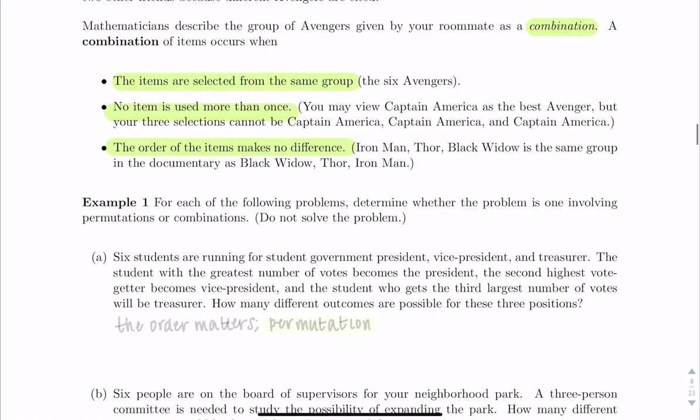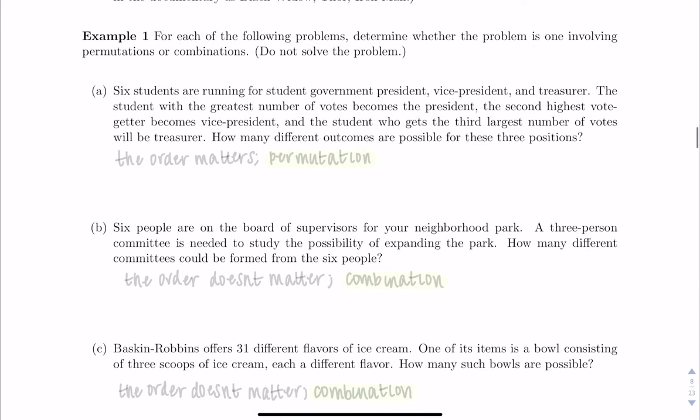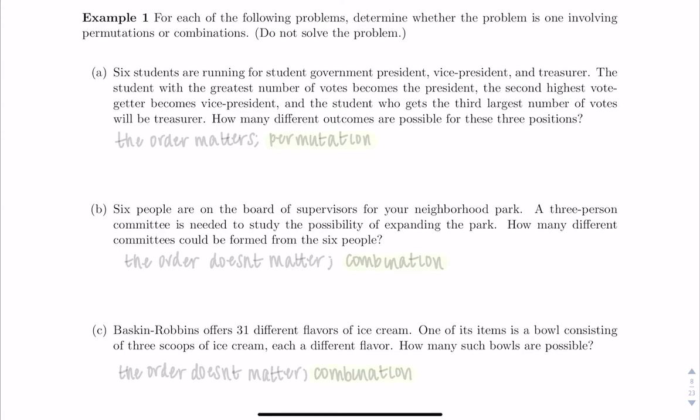So 6 students are running for student government president, vice president, and treasurer. The student with the greatest number of votes becomes the president. The second highest vote getter becomes vice president, and the student who gets the third largest number of votes will be treasurer. How many different outcomes are possible for these 3 positions? Because the order of the officers makes a difference between president, vice president, and treasurer, this is a permutation.